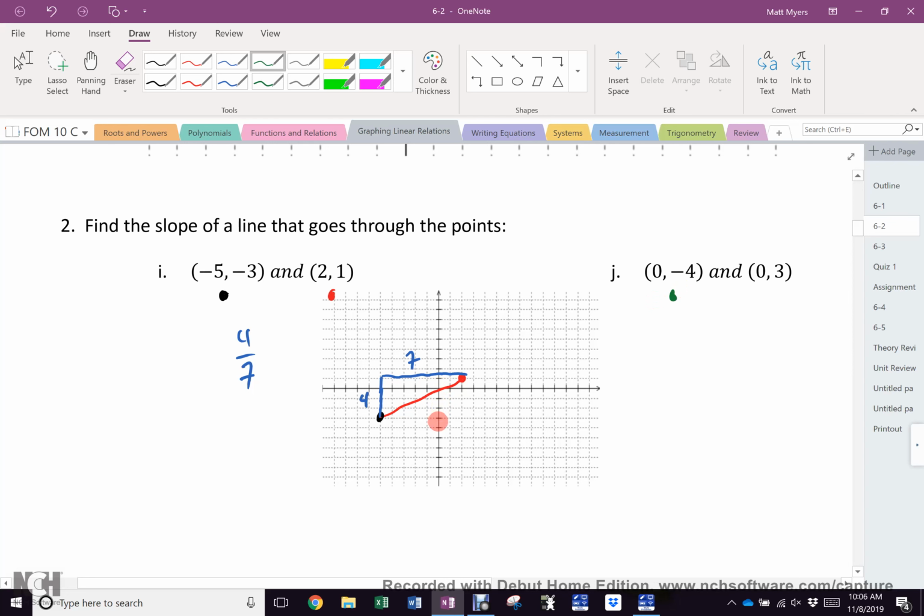Okay. Where do I put the green dot? 1, 2, 3, 4. 0, -4. Where do I put the gray dot? 3. It's that line right there. Straight up and down. What kind of slope is that? Undefined. Because it's not a slope, is it?